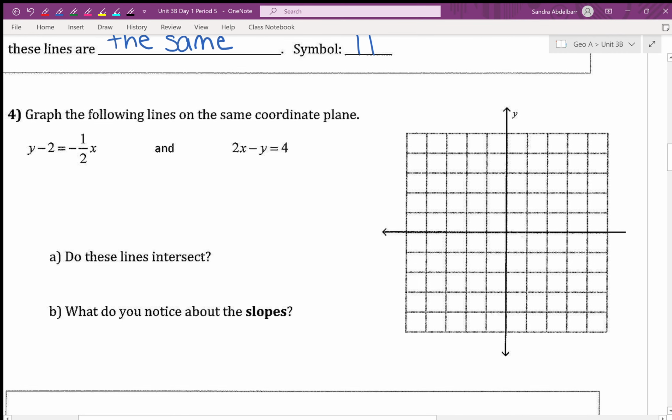Okay, can you guys go and graph number 4 for me? Go ahead and graph number 4 by yourself. First, put it in slope-intercept form in the right format, and then graph it. And we will go over it.